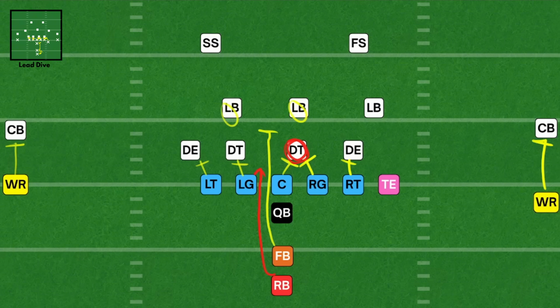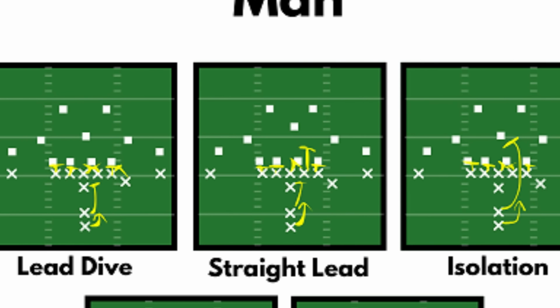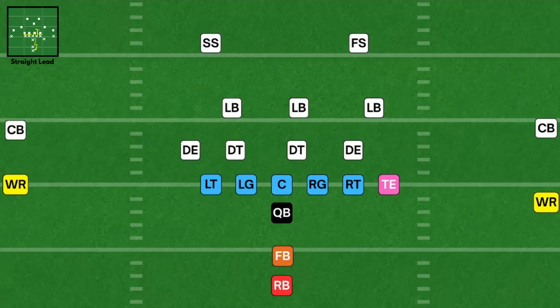It's a simple basic running play used for short yardage or on the goal line. The term lead in lead dive refers to the lead blocker that's included in the play design. Straight lead. Straight lead is very similar to lead dive. They both target the A or B gap and include a lead blocker. The difference with straight lead is that it doesn't utilize double team blocks.